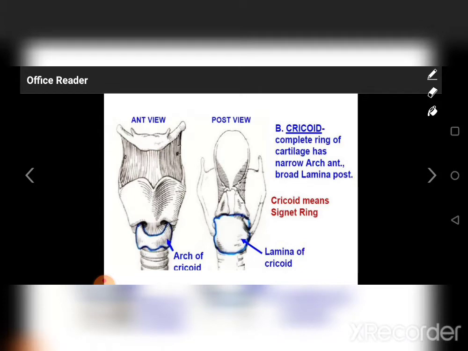Then we have the cricoid cartilage. Here in the diagram we can see below the thyroid cartilage, this is the cricoid cartilage. It is a complete ring of cartilage which is present all around the larynx, and it has a narrow anterior arch and broad posterior lamina. Cricoid means signet ring, and this is the lamina of the cricoid, and on the anterior side this is the arch of the cricoid.